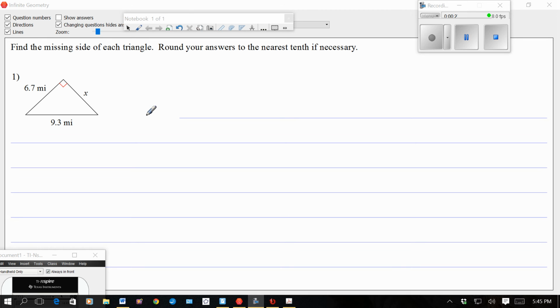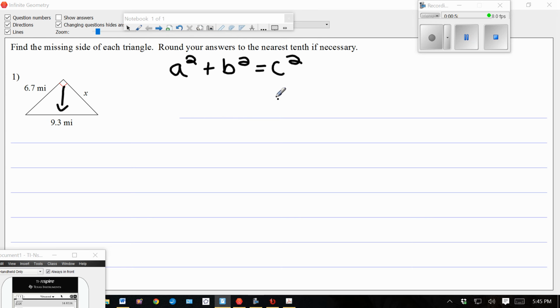Basically, you treat it the same way. You still use the Pythagorean theorem. You use a squared plus b squared equals c squared, where a and b are the legs and c is the hypotenuse. So the first thing you should always do when you start with the Pythagorean theorem is find your hypotenuse. And the hypotenuse is always opposite your right angle. So there is my hypotenuse at 9.3.